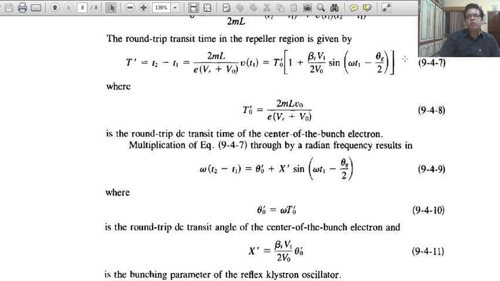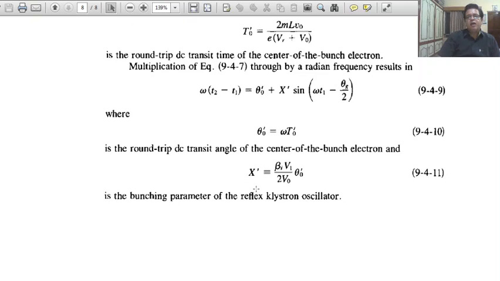Multiplication of equation 9.47 through by the radian frequency omega, we multiply and this equation becomes omega times (t2 minus t1) equal to theta 0 dash plus X dash sin omega t1 minus theta g upon 2, where theta 0 dash equal to omega T0 dash is the round trip DC transit time angle of the center of the bunch electrons, and X dash is given by beta i V1 upon 2 V0 times theta 0 dash, which is the bunching parameter of the reflex klystron.